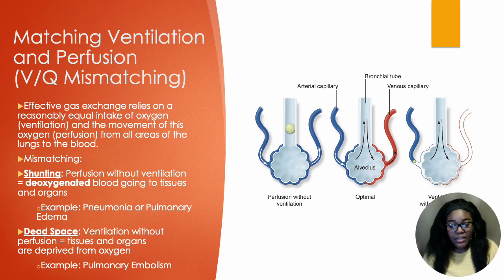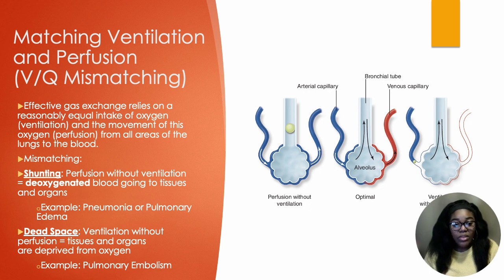And an example of this would be a pulmonary embolism. So we have ventilation that's occurring, but with the pulmonary embolism, that is a clot, that blood is not moving past that clot. So we have adequate oxygenation up until the point where the clot is, and that blood is no longer moving past the clot. So that is a pulmonary embolism in its most simple terms.